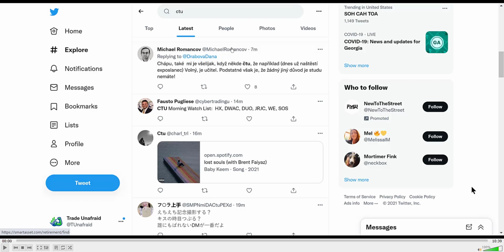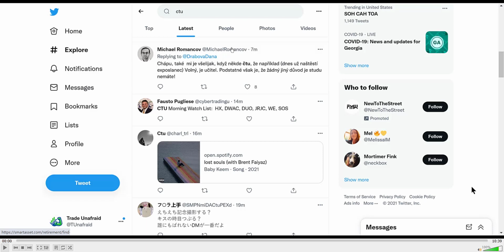In this recording, I'm going to go over what scalping is like using Trade Unafraid. I'm making this on October 22nd, but this is the trading day, October 21st, 2021.